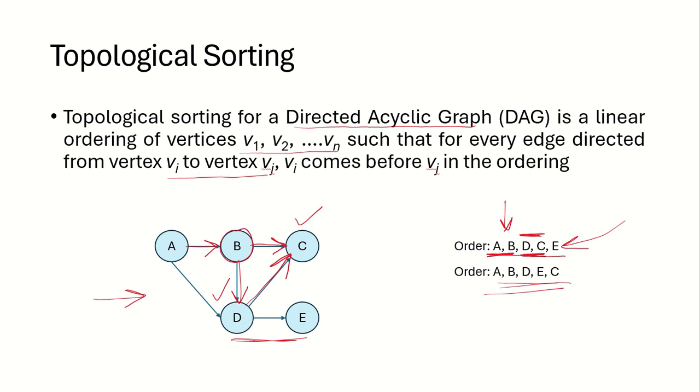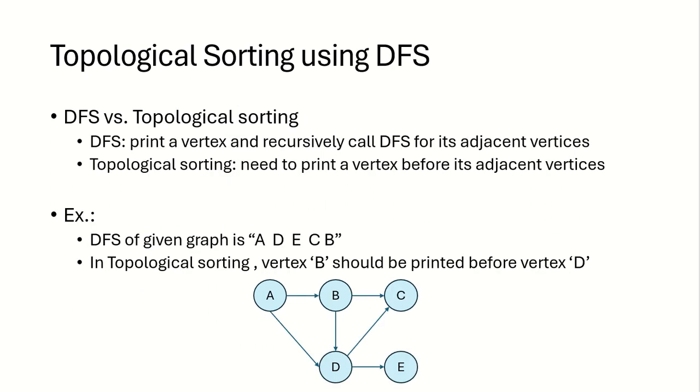Now we are going to see how we can use depth first search for finding out the topological sorting. So first of all, what is DFS and what is topological sorting? What is the difference between them? In DFS, what we have to do is print a vertex and then recursively call DFS for its adjacent vertices or its neighbors. So if we have printed A, then we will keep on going into the depth till we have covered all its neighboring vertices and then we are going to backtrack.